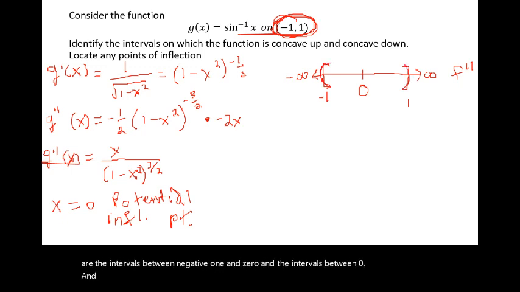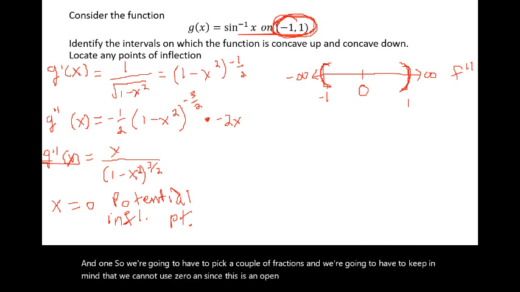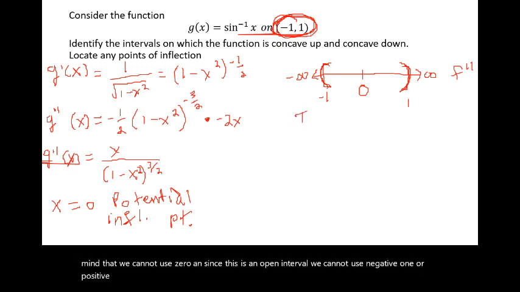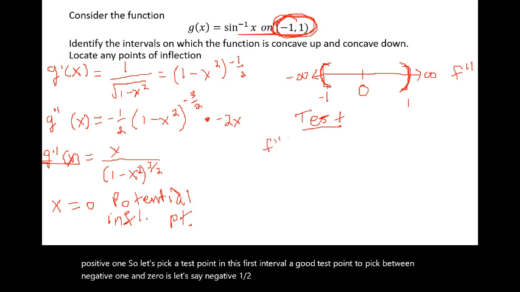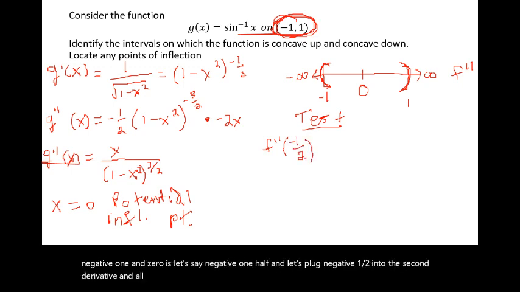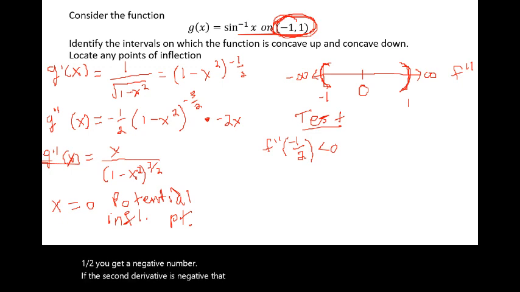So yeah, we are going to have to pick a couple of fractions. We are going to have to keep in mind that we cannot use 0, and since this is an open interval, we cannot use -1 or +1. So let's pick a test point in this first interval. A good test point to pick between -1 and 0 is, let's say, -1/2. And let's plug -1/2 into the second derivative, and all you care about is whether it is positive or negative. So if you plug in -1/2, you get a negative number. If the second derivative is negative, that means the function is concave down.